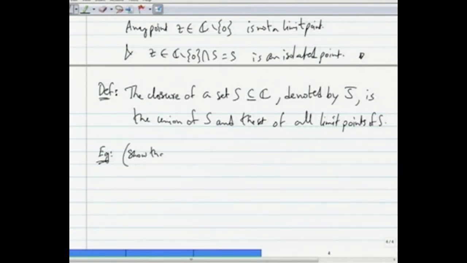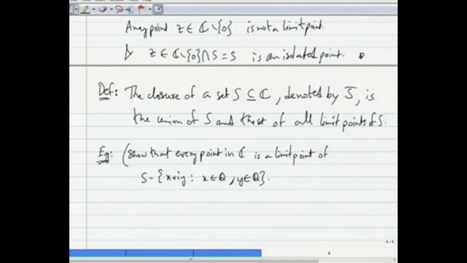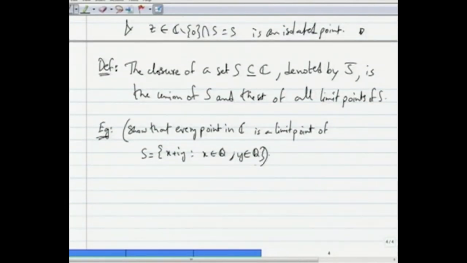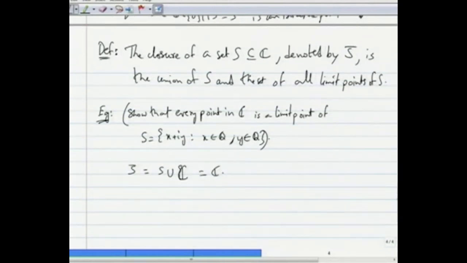show that every point in C is a limit point of the set x plus i y, such that x belongs to Q, the rational numbers, and y belongs to Q. So, what that means is if I call this set S, then S closure is the union of S with the set of all limit points. Well, this itself is C, the set of all limit points is C. So, this is going to be C. So, the closure of this set is all of C.